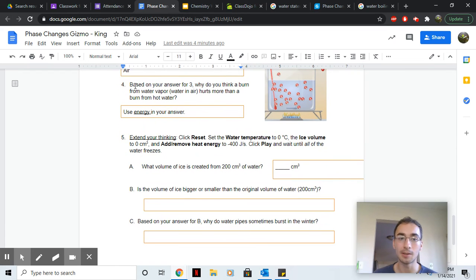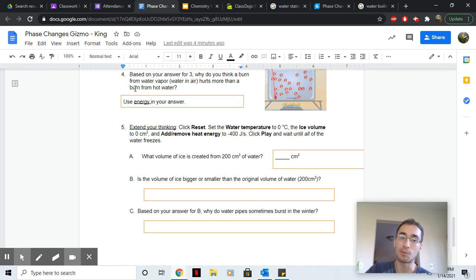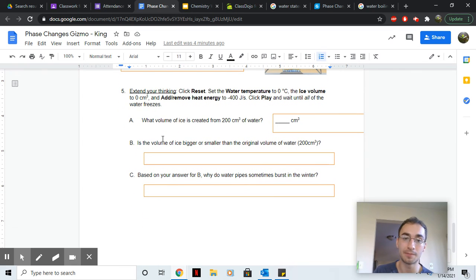And the next, based on your answer for 3, why do you think a burn from water vapor hurts more than a burn from hot water? Hint, you should use the word energy in your answer. Okay. Last one, number 5.